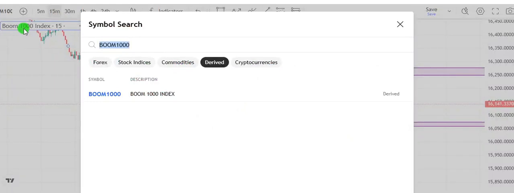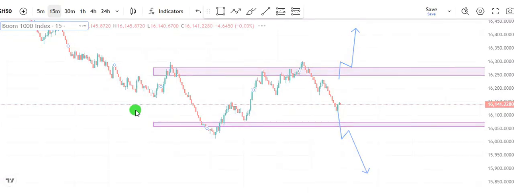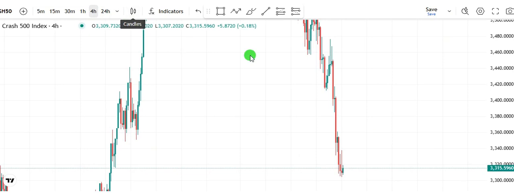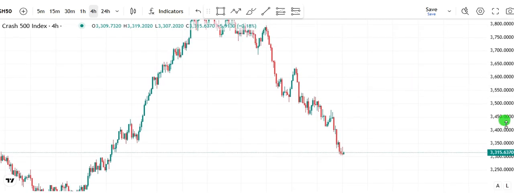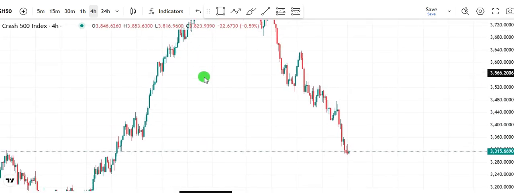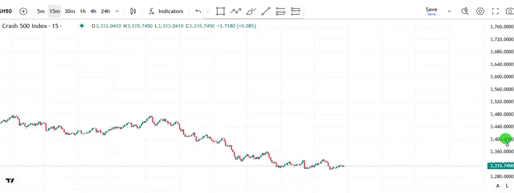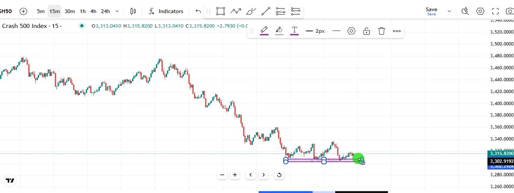All right, that's it. Moving to the next one, which is going to be the Crash index, and of course, we're starting with Crash 500. Okay, the H4. You can see this market has already been bearish for a pretty long time. So just look for a change of structure, or recent change of structures, or continuation pattern for us to go short on this. And you can see the market has been on this level for a pretty long time.